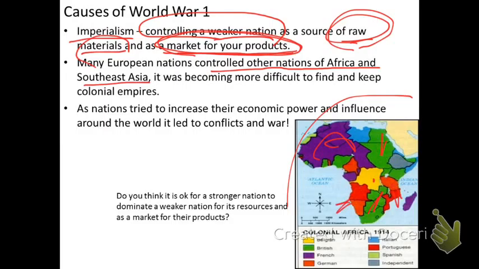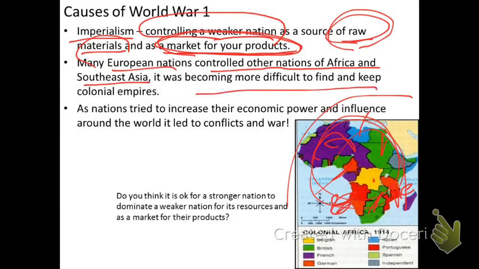The red areas over here, which is a little bit difficult to see because I'm using the red color, but anyway, you can see the idea right there. That was German, and then of course we had some Italian right there, and Portuguese over here, even a little bit of Spanish. So a huge chunk of Africa was controlled by European nations.